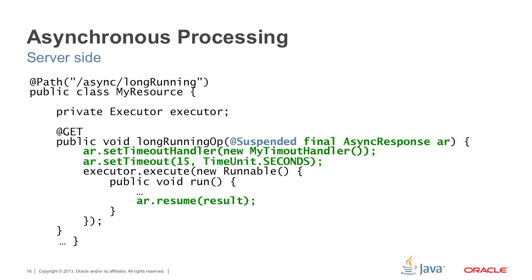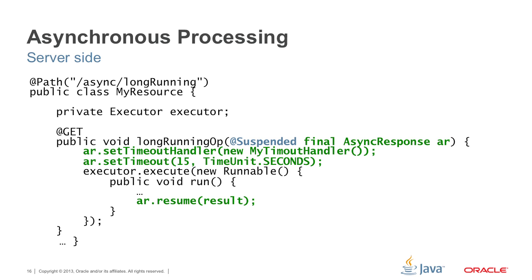In this example, we have a resource class annotated with @Path. We have an executor defined inside this class. In order to use asynchronous processing, we have to define a method with the @Suspended annotation we see here, and with a special parameter type, AsyncResponse. AsyncResponse indicates to the JAX-RS runtime that we intend to respond on a different thread.